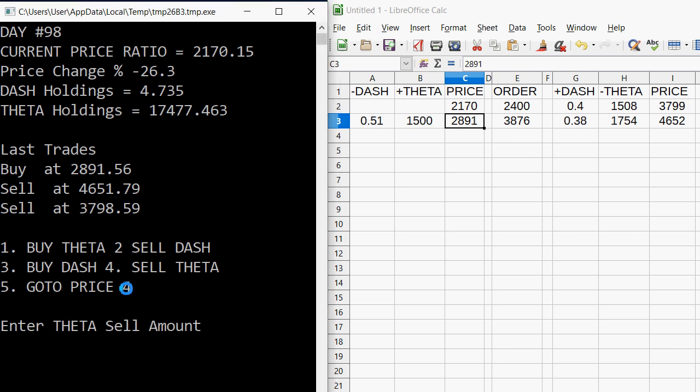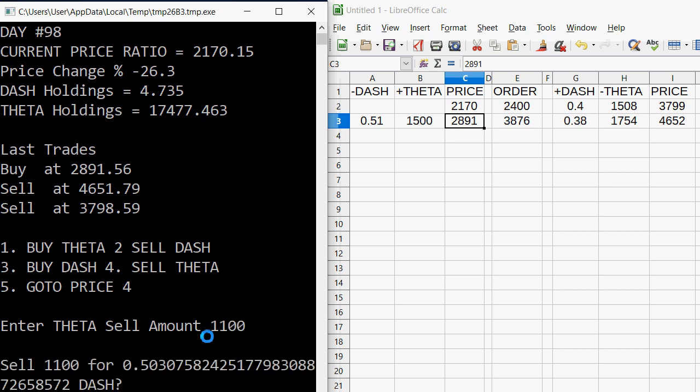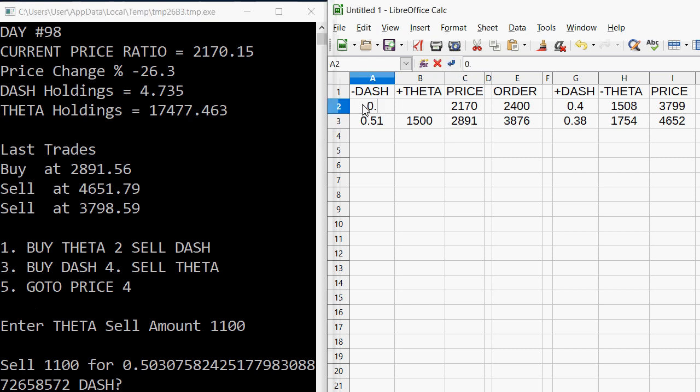How many? We're on day number 98 already, so now we're entering into the 4th month of doing this in real time, if one was to do it. Last time it was 1,508 for 0.4. What would, say, 1,100 do? That would do 0.5. So we'll do 0.5 and 1,100. So on that transaction, I gained 400 theta, and I gained 0.1.